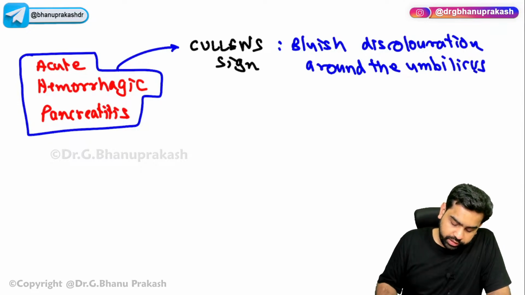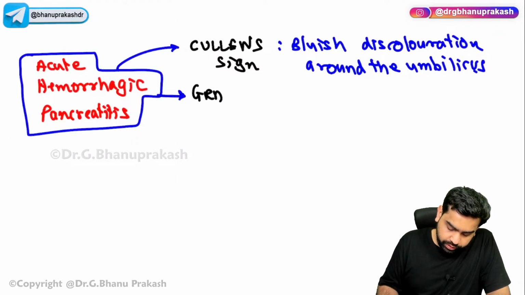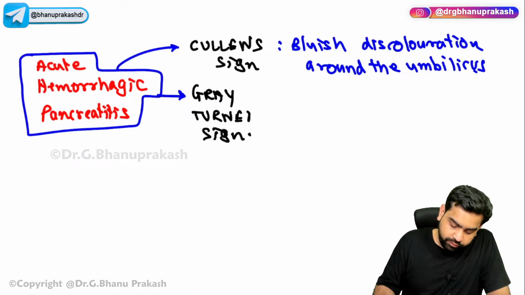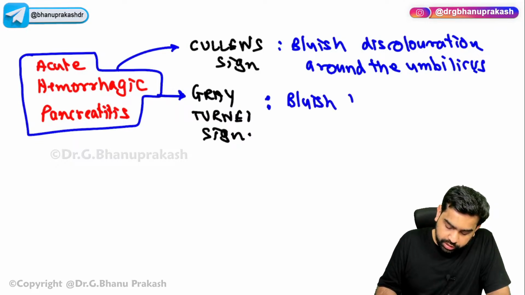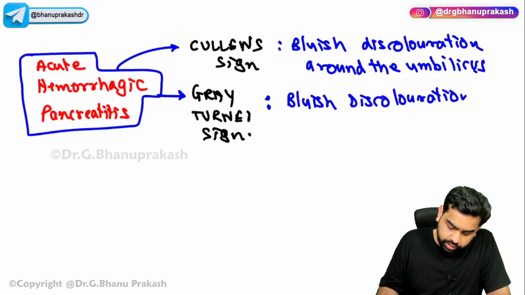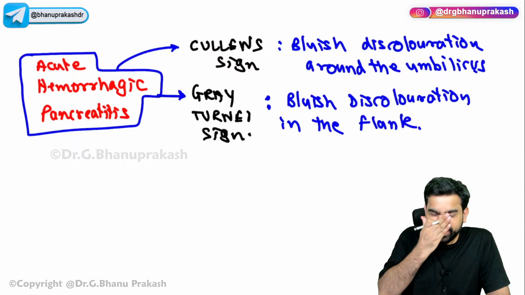What about the Gray Turner sign? In the Gray Turner sign, what you basically find is a bluish discoloration in the flank region. Okay, in the flank region. So that is your Gray Turner sign.